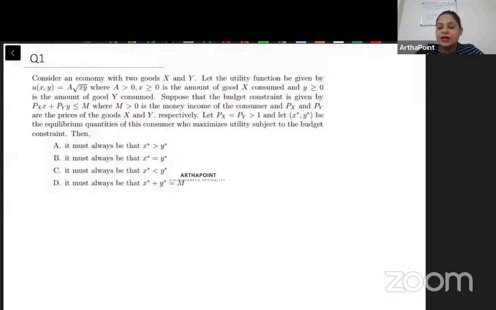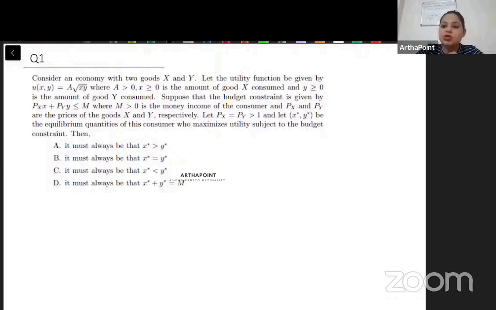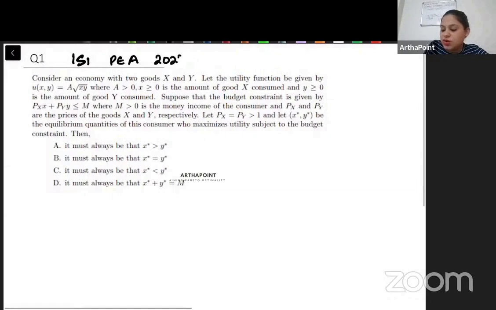Today, we are going to talk about ISI. In ISI, I'm going to do the 2022 PEA paper. I'm going to take the first 8 questions from that PEA paper, right? So let's just write this down. This is ISI PEA 2022 paper.